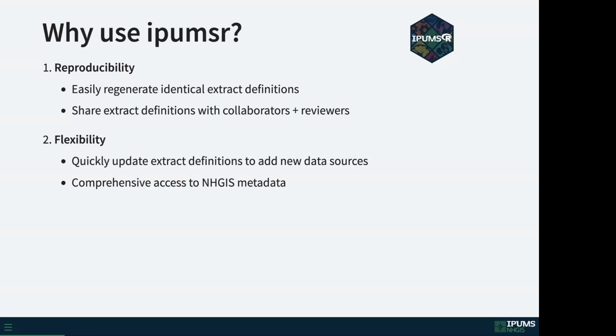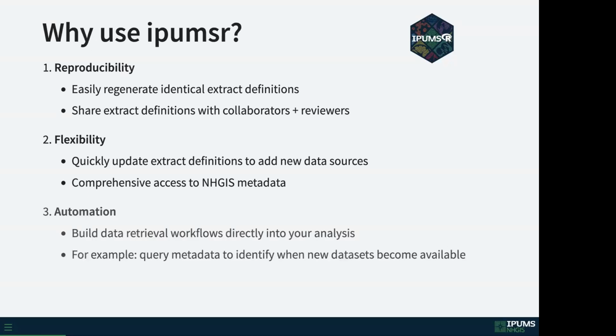So in many cases, it's as simple as just updating a single line of code to add an entirely new data source to your extract and therefore to your analysis. And also in R, we have comprehensive access to the NHGIS metadata. And so I know for myself, it's easier for me to filter through our metadata in R than it is in the web app. I just feel more comfortable with that. So that's just another advantage, is kind of more hands-on access to our metadata.